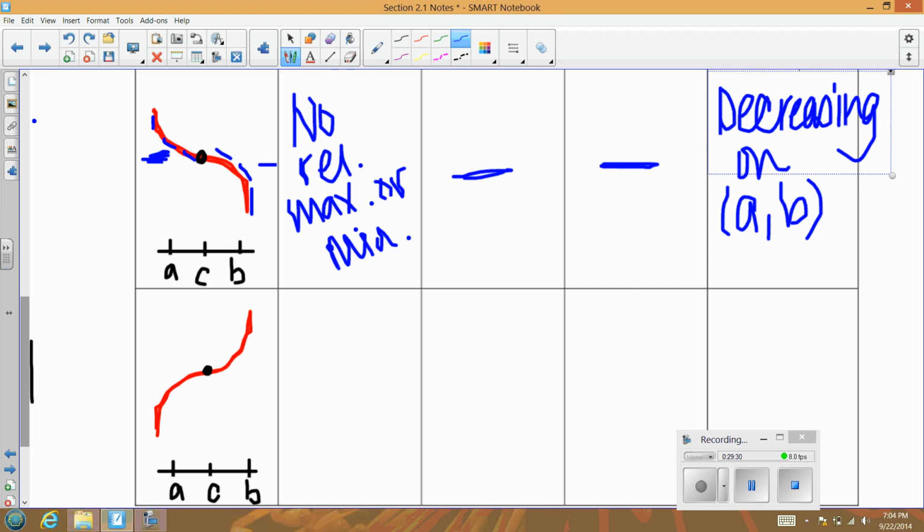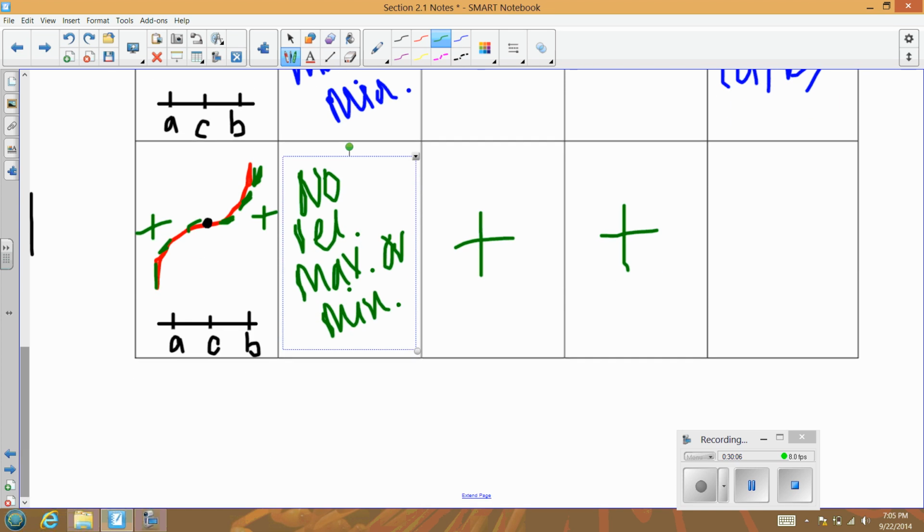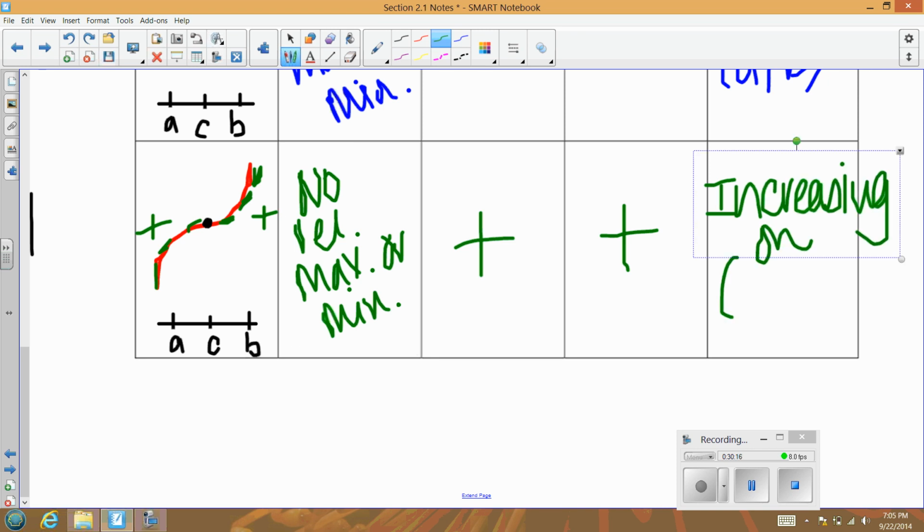And then the last case is, what if you have a graph where you have all positive slopes? All the tangent lines on this side of the critical value would have a positive slope. Then on the other side of the critical value, all of these values would also have positive slopes. So again, there's no relative max or min. On both sides of the critical value, my derivatives would come out to be positive numbers. So the function is increasing on the entire interval, from a to b.